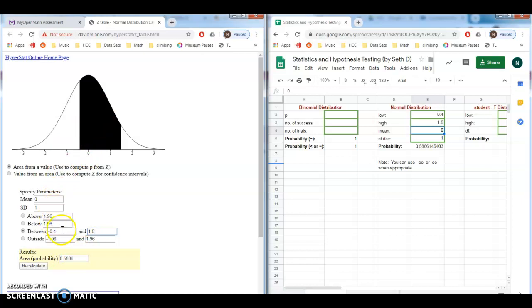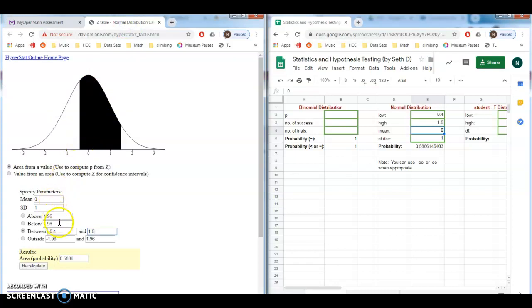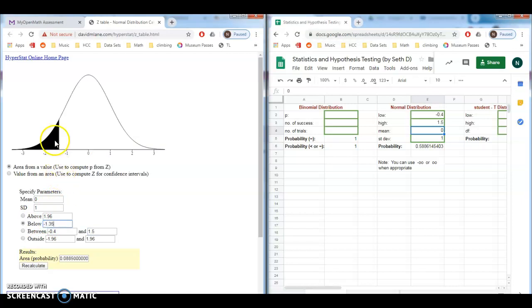If we did the first one, where was the first one? This one. Z is less than negative 1.35. I want to see what that area looks like, see what that probability looks like. So I'll go ahead and type that in. I want to be below negative 1.35. I think that's what it was. And this is the area that's calculated. Notice that the area keeps going to negative infinity, even though we can't see it. Although at a certain point, it's so small, it doesn't even matter. So this probability is about 9%.